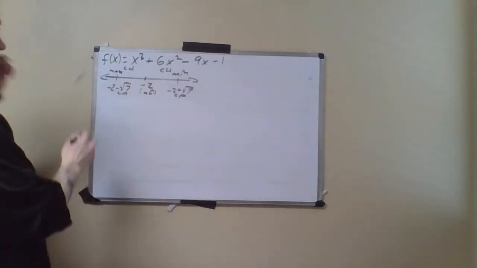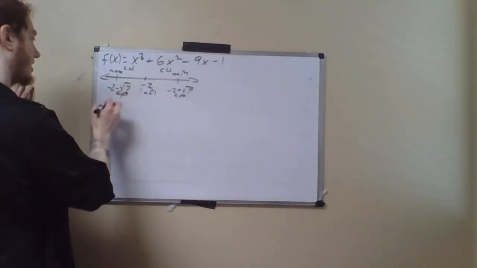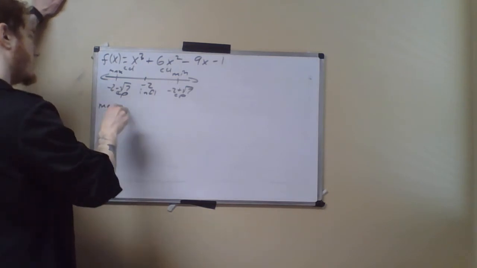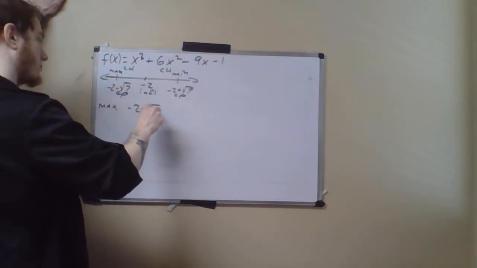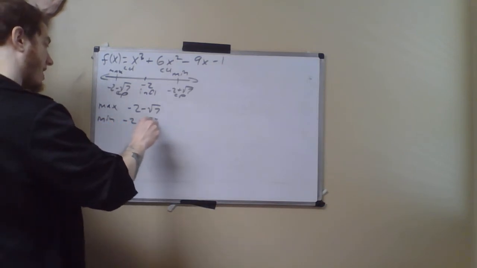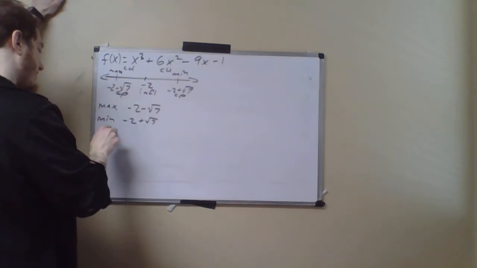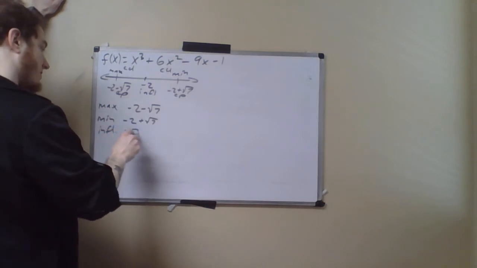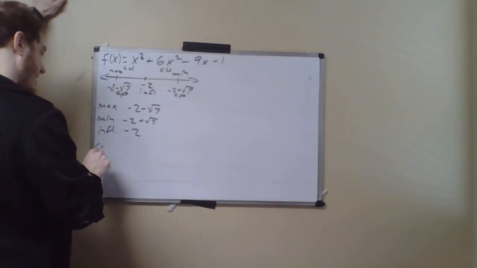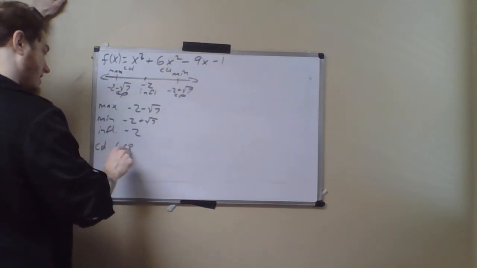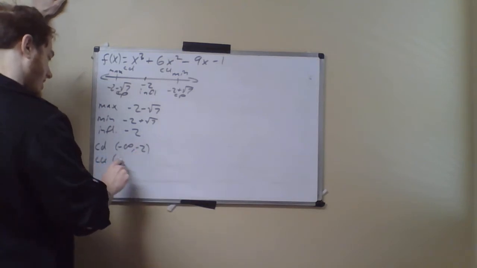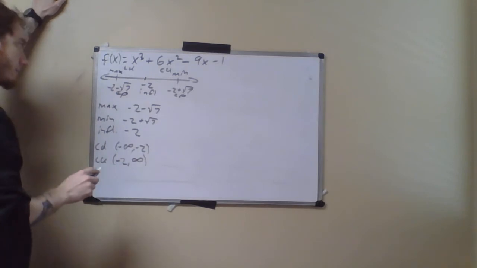So now what we can say is f is going to have a maximum at -2 minus radical 7. It is going to have a minimum at -2 plus radical 7. And it is going to have an inflection point at -2. It is going to be concave down on -infinity to -2, concave up on -2 to infinity.